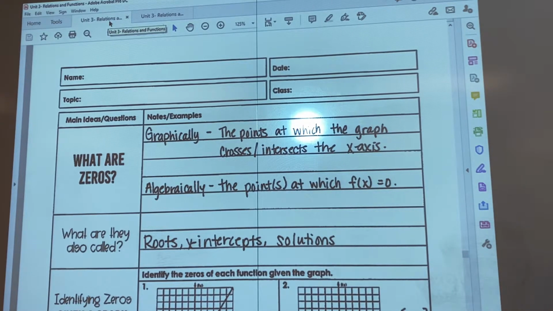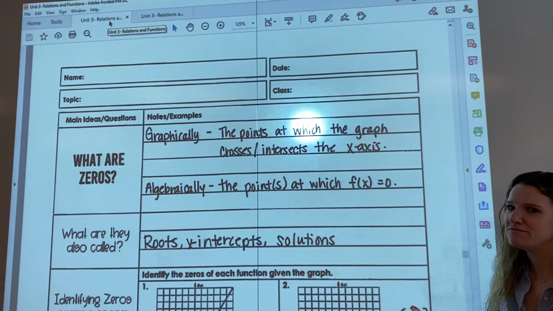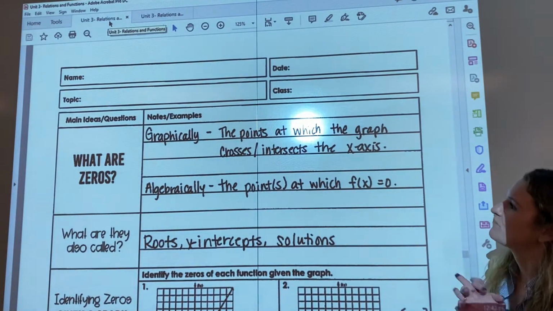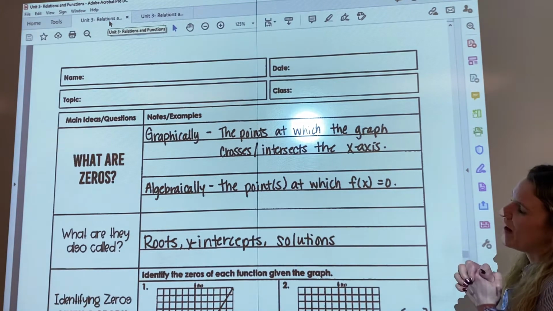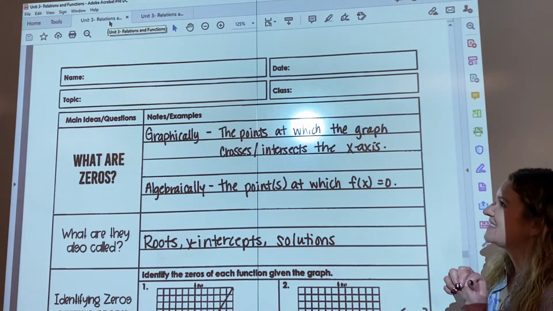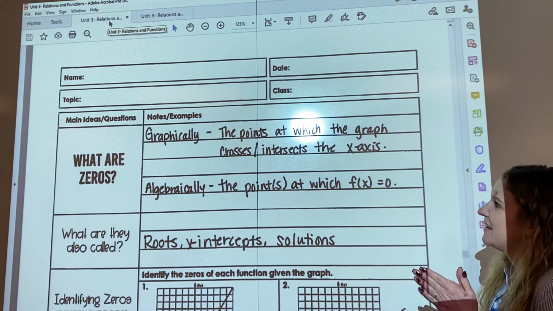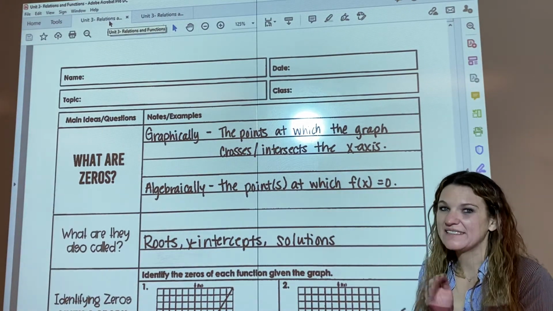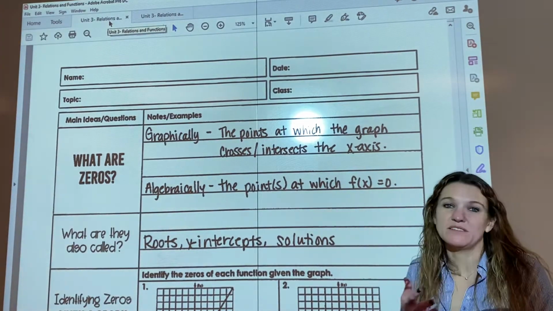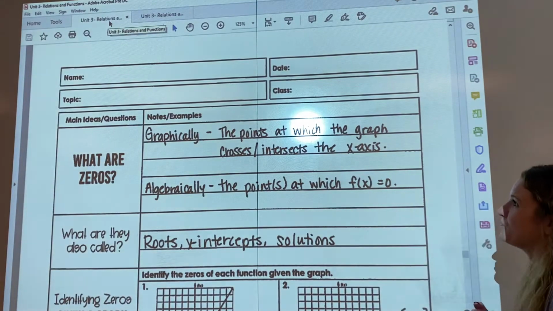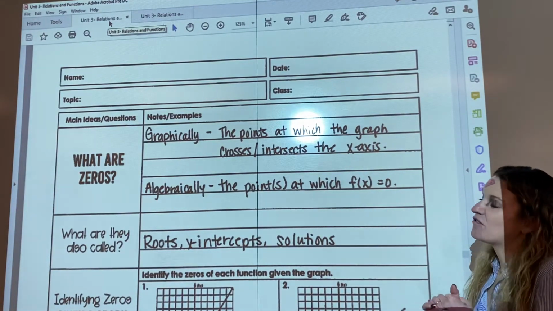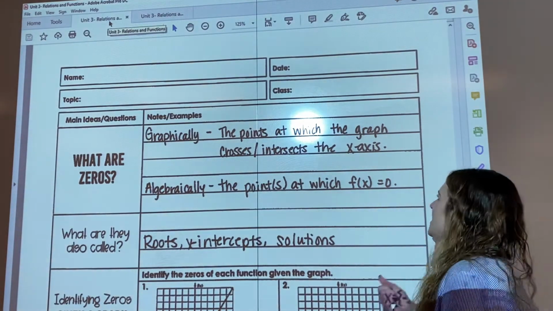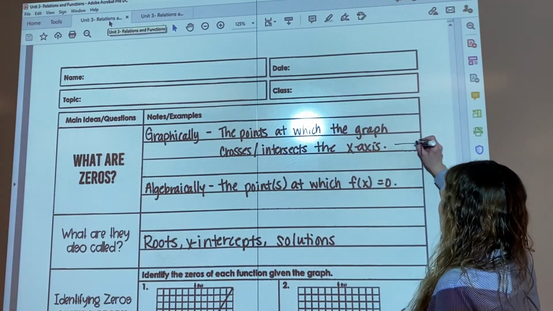So, we should probably discuss what are zeros of a function. Well, graphically, so that means if you're looking at a coordinate plane, it's the points at which the graph crosses or intersects the x-axis. So it's wherever the graph, the line, crosses the x-axis. Sometimes it'll be in one place, sometimes it'll be in two places, you'll see. So it's wherever the graph crosses or intersects the x-axis. And remember that x-axis is the horizontal axis on the coordinate plane.